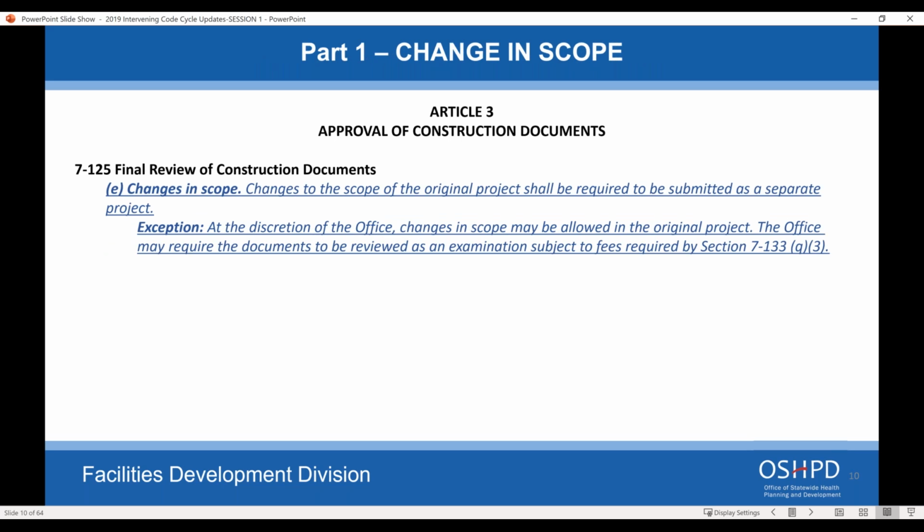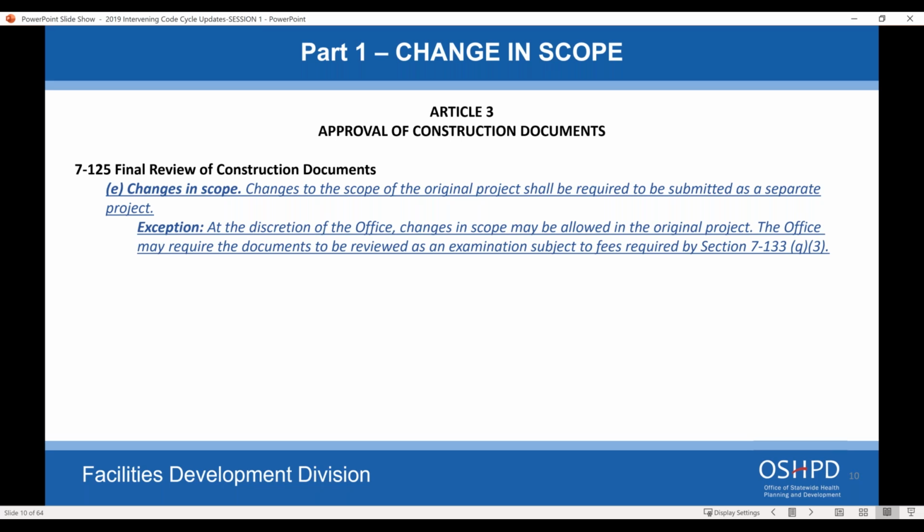This is new language we're adding. If you're doing plan review and you have changes in the scope during plan review, after the plan review has already been started, shall be required to be submitted as a separate project. That's actually always been the case. It's just never been stated clearly. But what we're doing is adding an exception that at the discretion of the office, which is OSHPD, changes in the scope may be allowed to the original project, but it'll be done as an examination. And basically it's time and materials for that review.